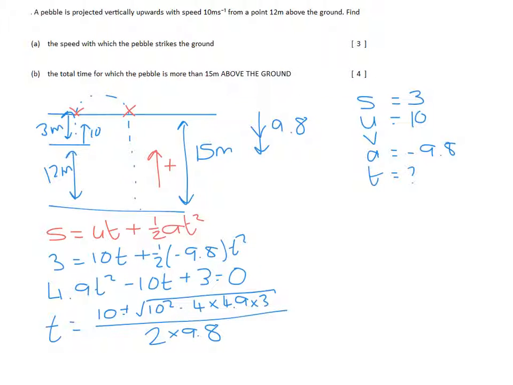It's a quadratic, so we're expecting two values of t, which are 1.675 and 0.365. You'll notice that I've given the first value to 4 significant figures because this is an in-between step in my calculation, so it's good practice to give it to an extra significant figure more than your answer. So the total time is the difference between those two, which is 1.31 seconds.